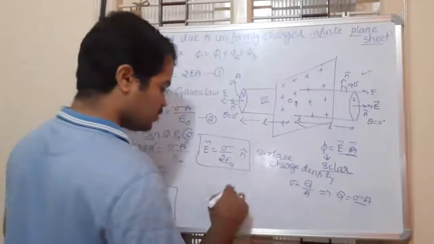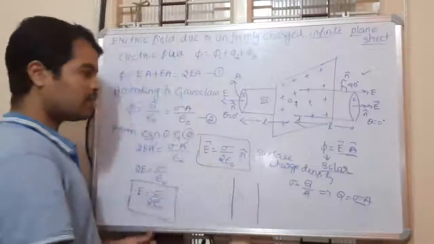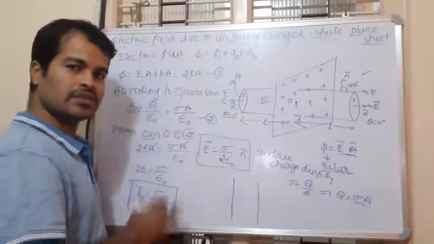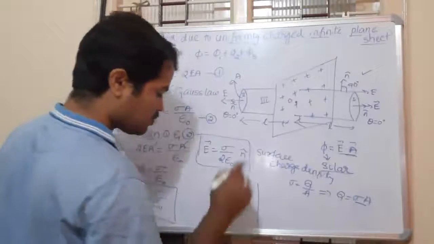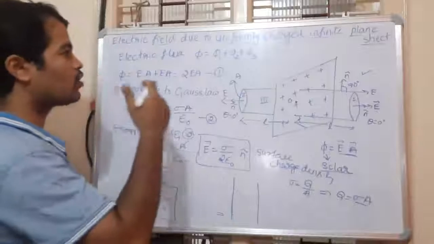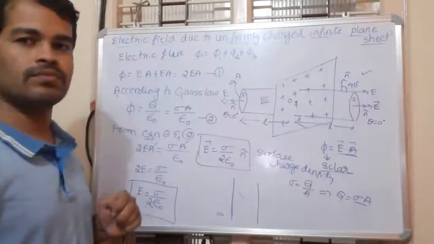It is a simple case. Using this we are going to discuss the case of a capacitor. A capacitor contains two sheets, two plates. We consider single plates and then apply the electric field there. We will discuss that later. Now let us move on to the third application of Gauss theorem.